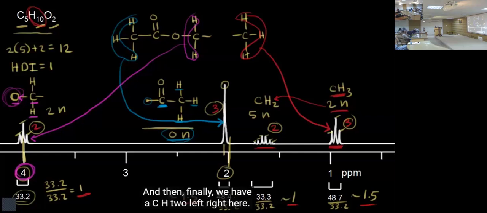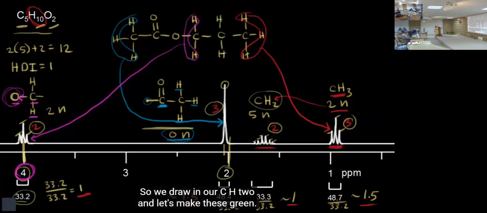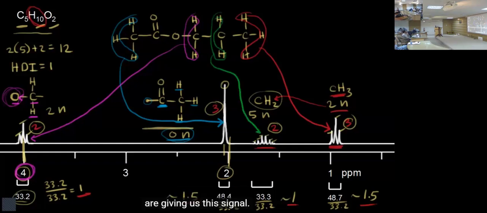And then finally, we have a CH2 left right here. So we draw in our CH2, and let's make these green. So these 2 protons right here in green are giving us this signal. All right, let's go through and see if everything makes sense, and we'll start with the green protons. So we predicted 5 neighbors. So we look at the carbon that the green protons are on, we go to the next door carbon, 1, 2, 3 neighboring protons. We go to the other next door carbon, 1, 2, so a total of 5 neighbors, and so that's what we predicted using the n+1 rule.